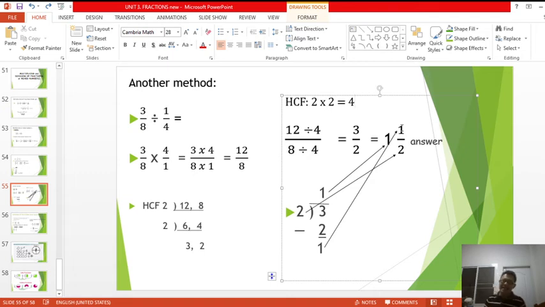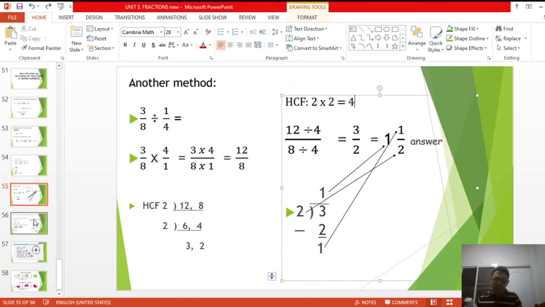As easy as that. Okay, so I hope you will apply this and you will remember these steps, because this is the most precise if you are still a beginner in simplifying fractions.